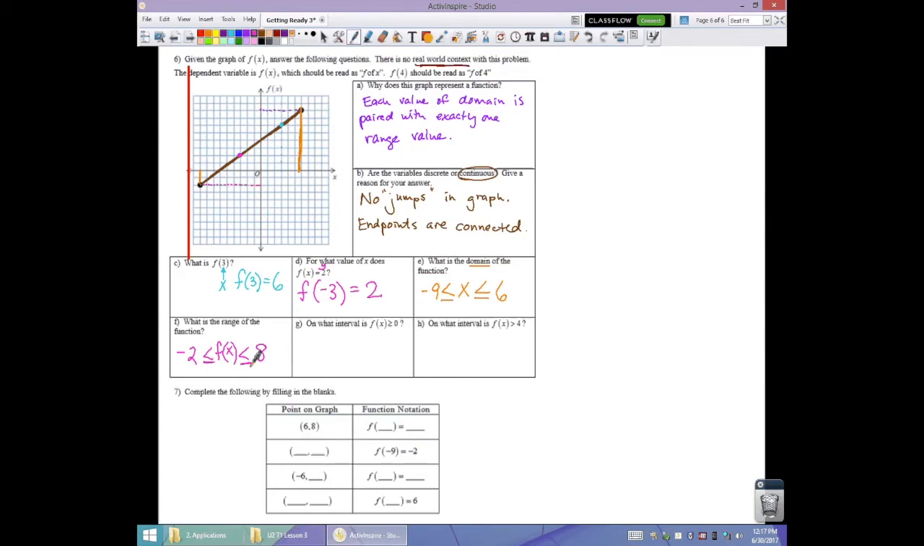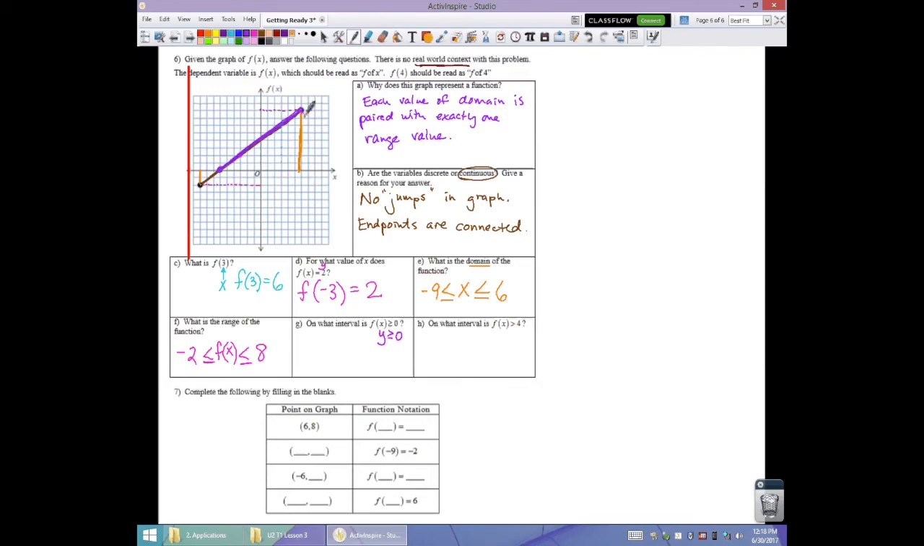On what interval is f of x greater than or equal to 0? Now that's like saying the y value. Where is the y value greater than or equal to 0? Well, the y value is 0 here. And then it stays greater than 0 for this part of the graph, all the way from this purple point to the end of the graph.